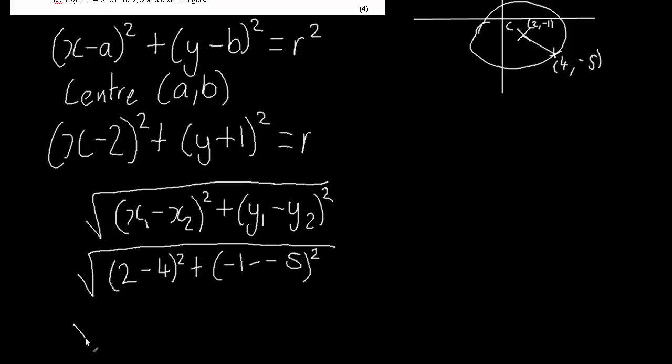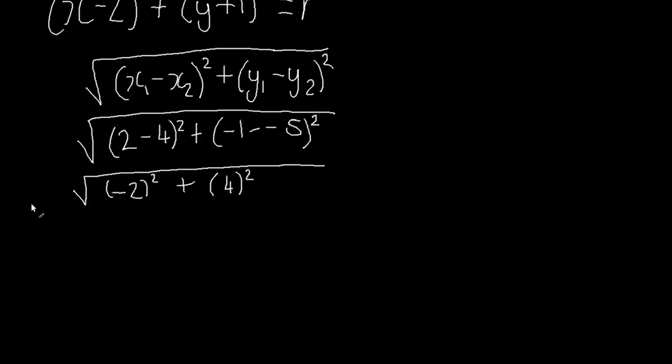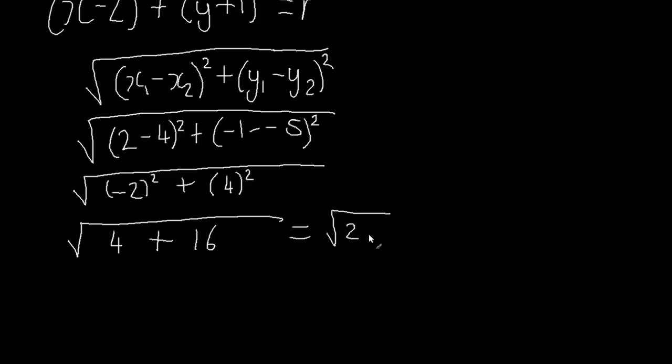So we can work out what that is. 2 minus 4 is minus 2, so we have minus 2 squared, plus minus a minus becomes a plus, so it's minus 1 plus 5, which will be plus 4 squared. So be careful with those negatives there, easy to make mistakes. Now that's the square root of minus 2 squared, which is 4, plus 4 squared, which is 16, which gives us our radius as root 20.